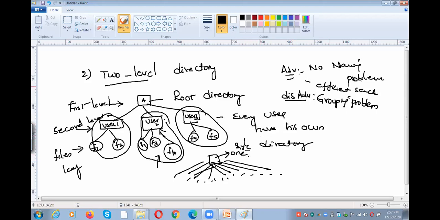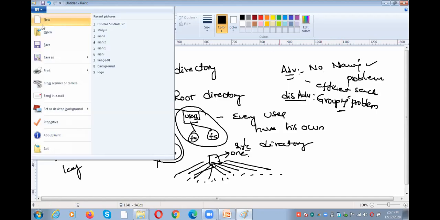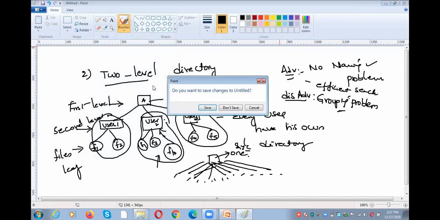Okay. The advantage of two level directory is no naming problem. That means two different users can use the same file name. And next, grouping problem. Grouping problem means a similar type of files cannot be grouped into one category. So that is the problem in two level directory. For that we need to go to the next type of directory structure.